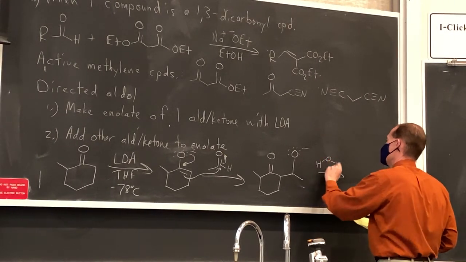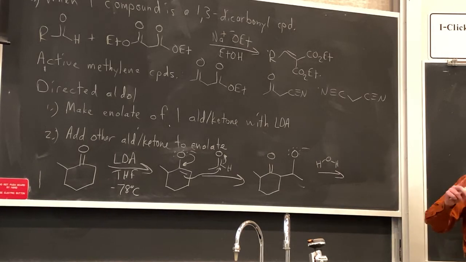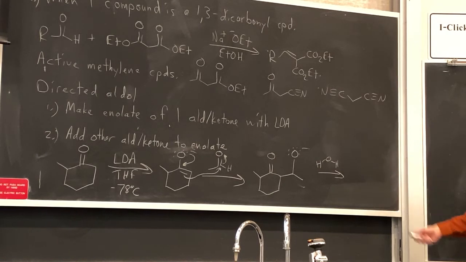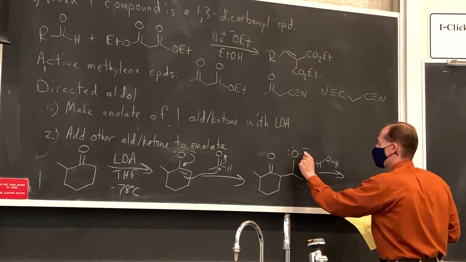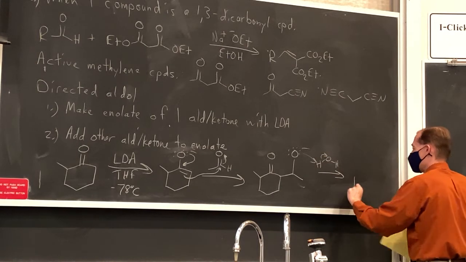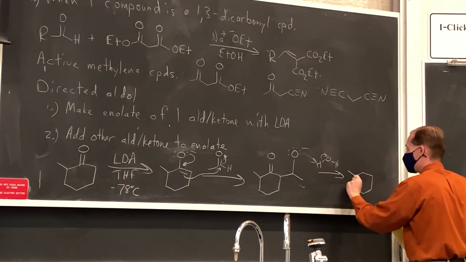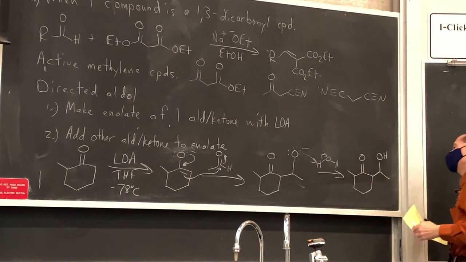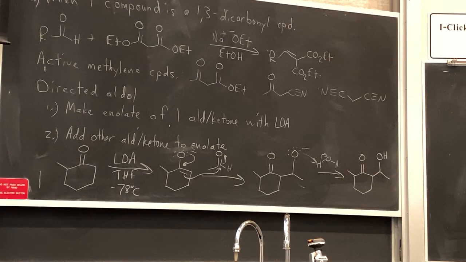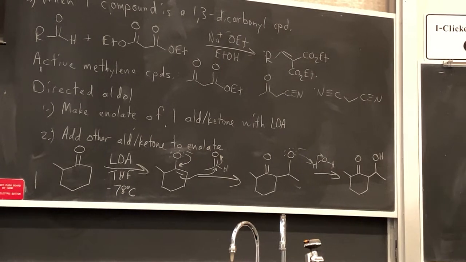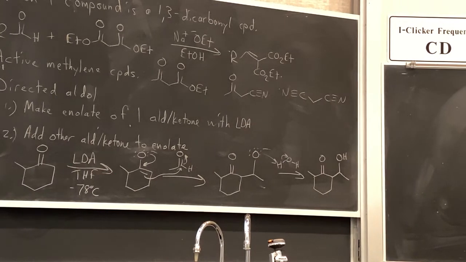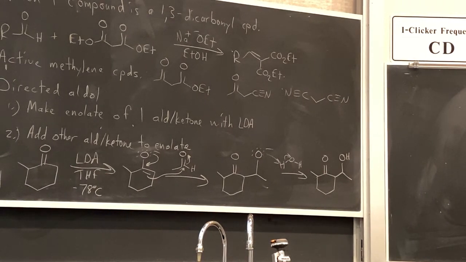Okay. So in these directed aldol reactions, we have three steps. First step using LDA. Second step, we add our other aldehyde or ketone. Third step, we add water as the proton source to generate the aldol product. And if we wanted the dehydration or the elimination product, then we would add heat at the same time as adding the water to cause that elimination to occur. Any questions about this directed aldol reaction?